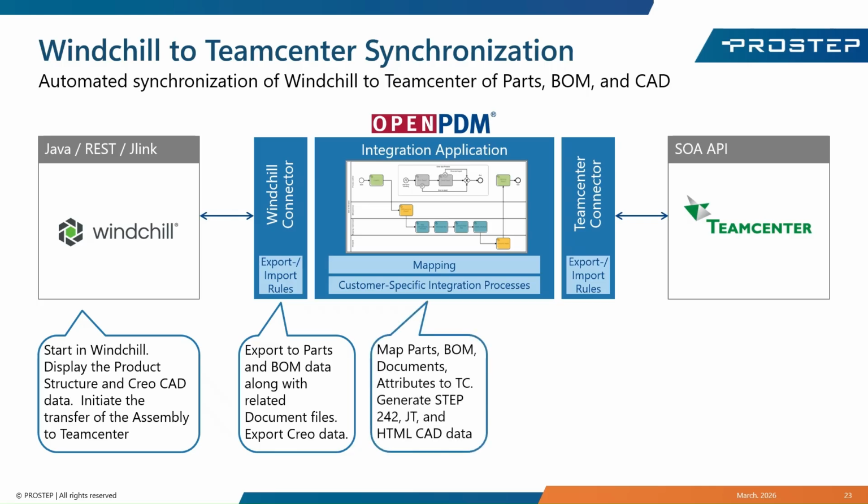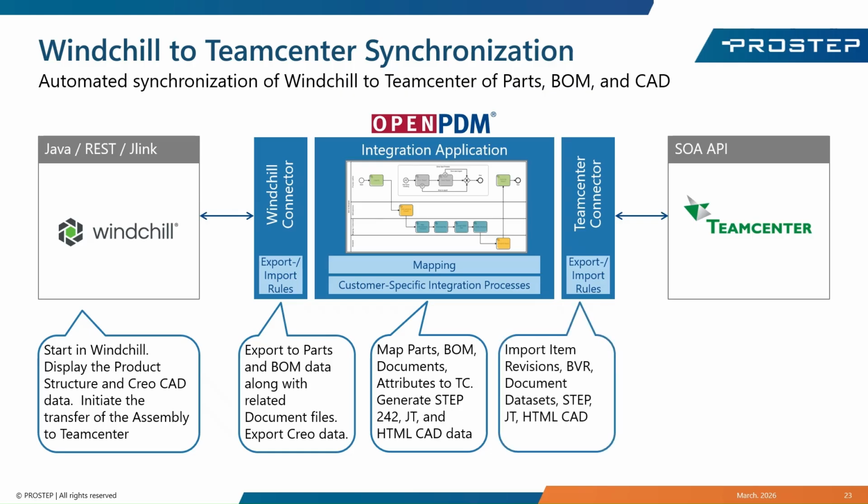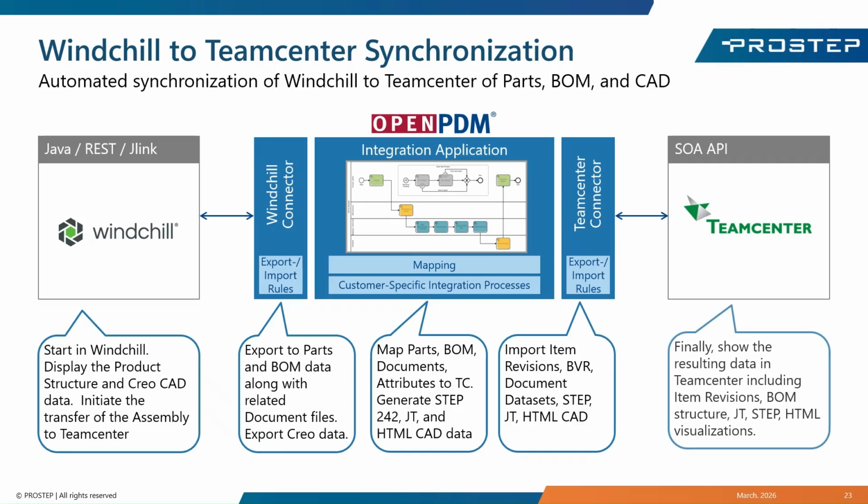We're going to map those parts and BOM and documents to item revisions and data sets, generate the STEP 242 data, JT data, and HTML CAD visualization. And then with our Teamcenter connector, import the revisions, the BVRs, the document data sets, the STEP, the JT, and the HTML CAD. And then finally, we'll show all that data in Teamcenter so you can see it within that system.